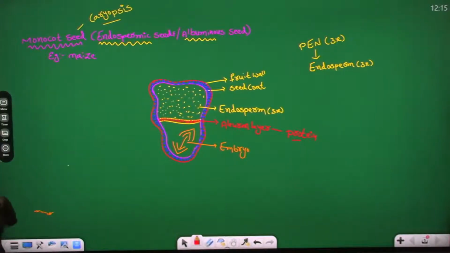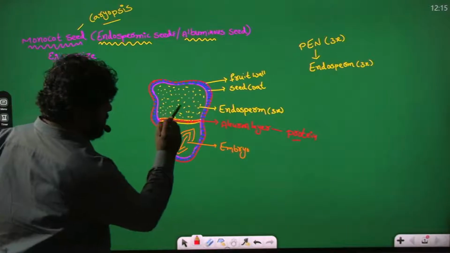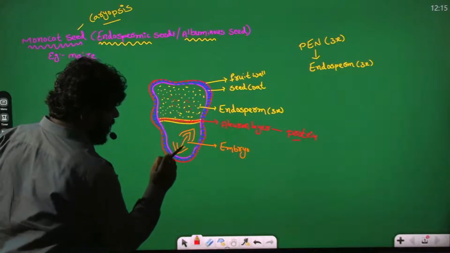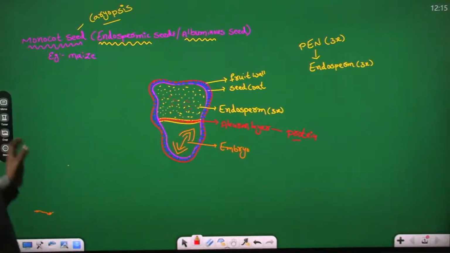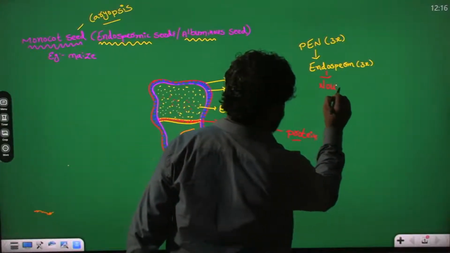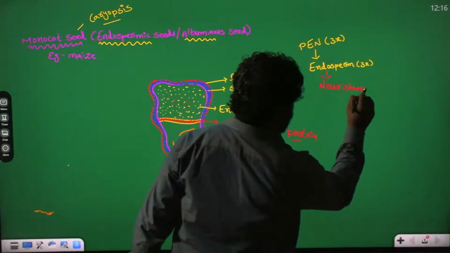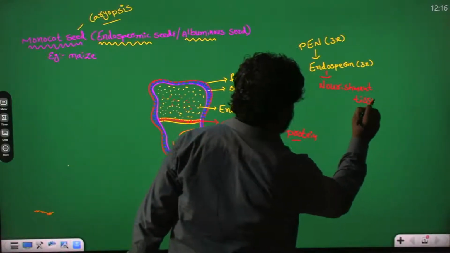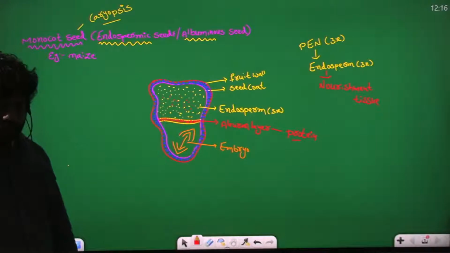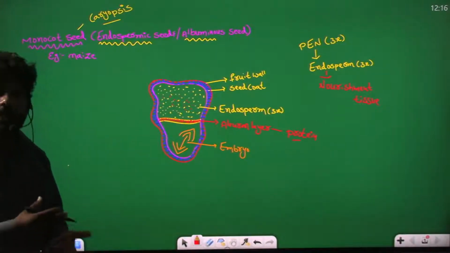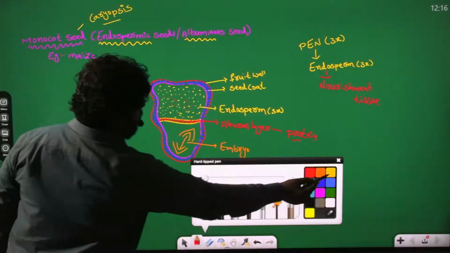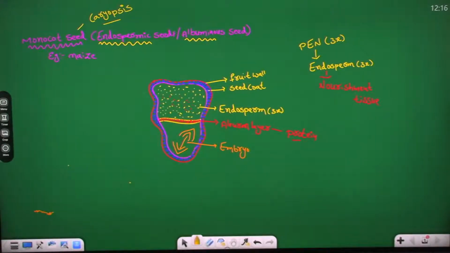And see, listen, what is the function of the endosperm? Yesterday I already explained. The endosperm provides nutrients for the development of the embryo. That's why the endosperm is called a nourishment tissue. Why is it called a nourishment tissue? Because it provides nutrients to the developing embryo, so it is considered nutritive tissue.